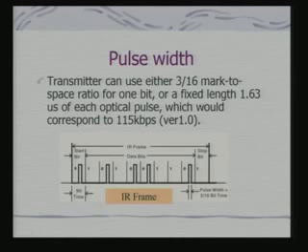So what we are using is effectively a pulse width modulated transmission. The transmitter can use either a 3/16 mark to space ratio for one bit, or a fixed length of 1.63 microseconds for each optical pulse, which would typically correspond to 115 kilobits per second, and this is version 1. There are other versions where you can have faster transfers.